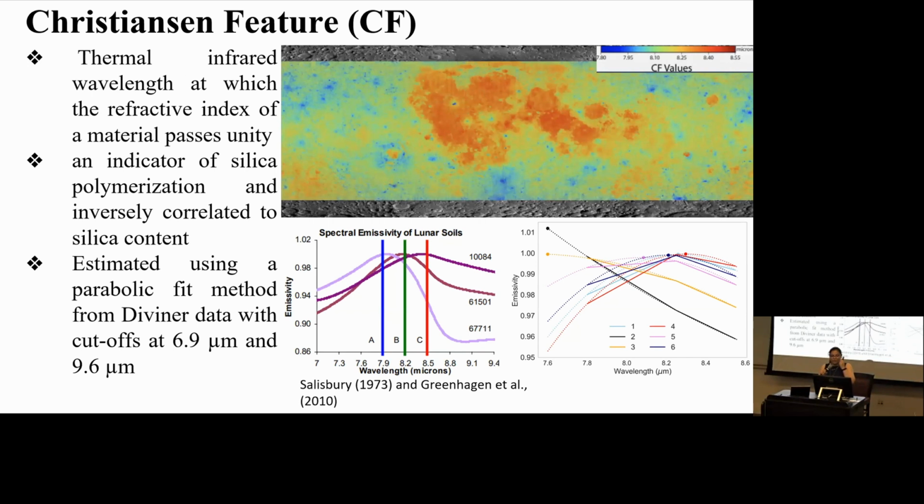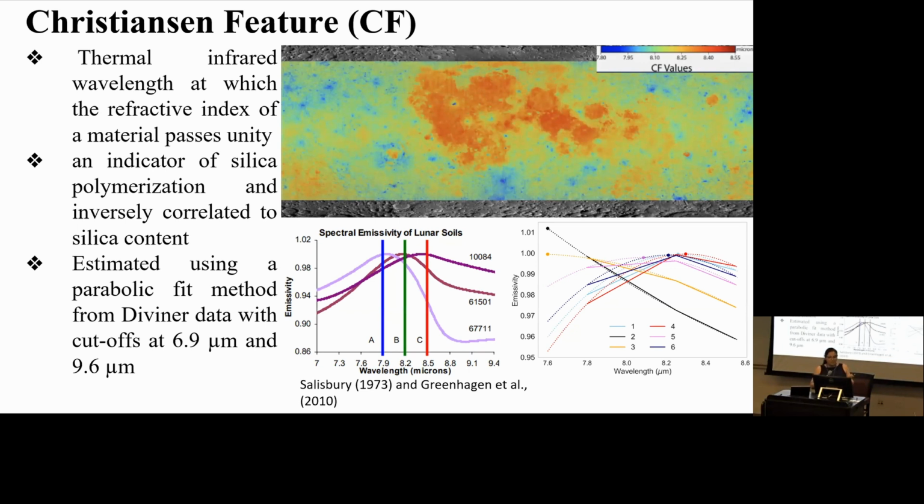Okay. So you guys have been hearing the name Christensen feature for really long. One way to understand the composition of the lunar surface in thermal infrared is through this feature. It's a specific wavelength at which the real refractive index of a material passes unity. It's an indicator of silica polymerization. What does that mean? That means it's a proxy for inverse correlation to silica content.